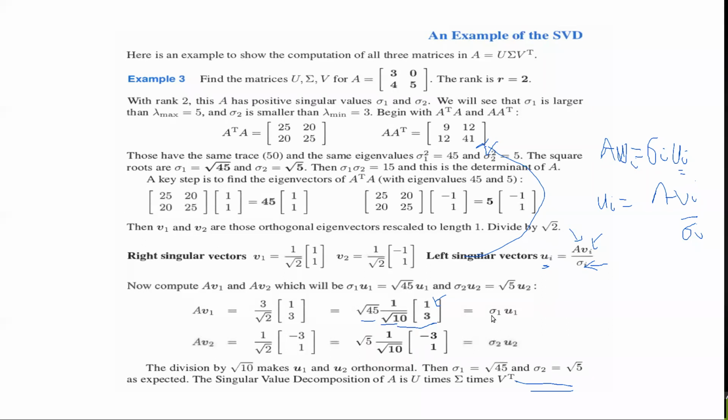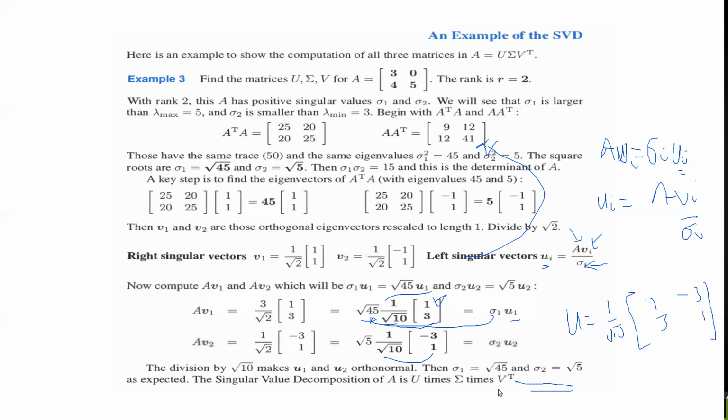The first singular value is root of 45, and so the whole thing is u. This is u1, and this is u2, and these two vectors will go into the matrix U. So we'll have 1 over root of 10, and the first left singular vector will be 1, 3, so it goes into the first column, and the second one will be 3, minus 1.